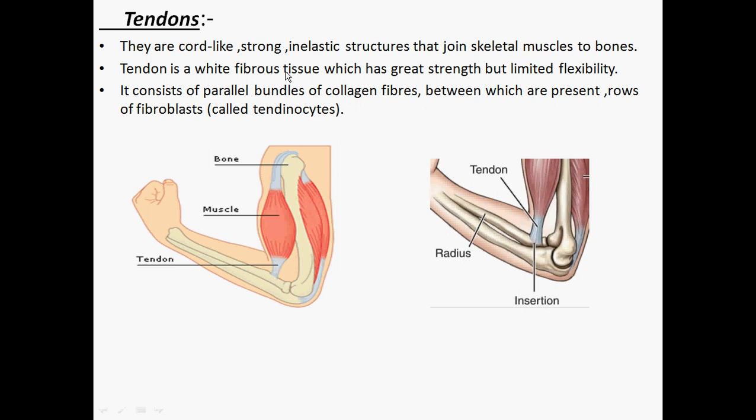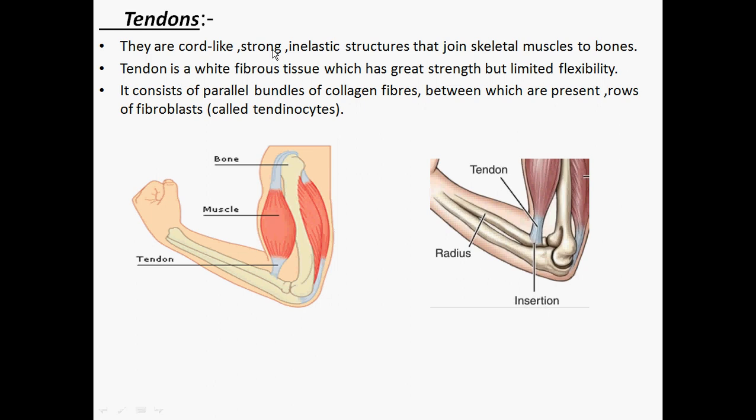That is why tendons are a bit inelastic and inflexible, and they contain parallel bundles of collagen fibers. These parallel bundles of collagen fibers provide some elasticity, but still the tendons are inelastic, and between the bundles are rows of fibroblasts. Fibroblasts are the cells which help in wound healing in the tendons and in the ligaments.